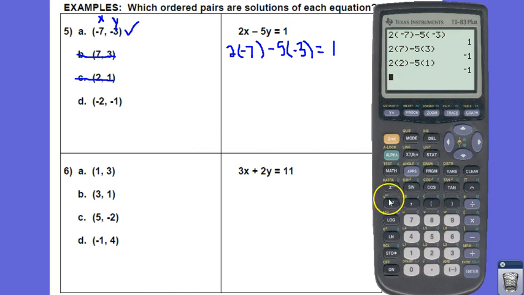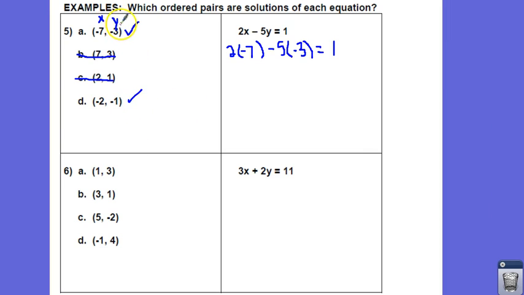So we're going to do the same thing for D now. 2 times -2 minus 5 times -1. And that equals +1. So we know that that's a solution. So our answer to this is going to be A and D are solutions. So what you're going to do now on example 6 is you're going to do the same thing. Take your x, take your y, plug it in, and see if it equals 11.